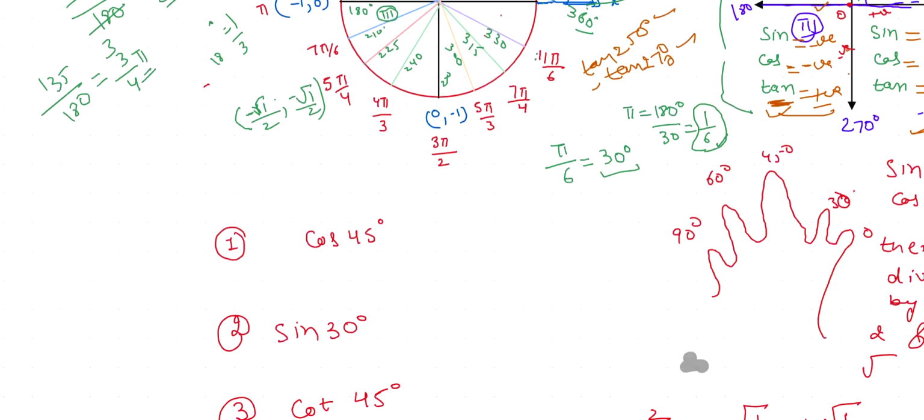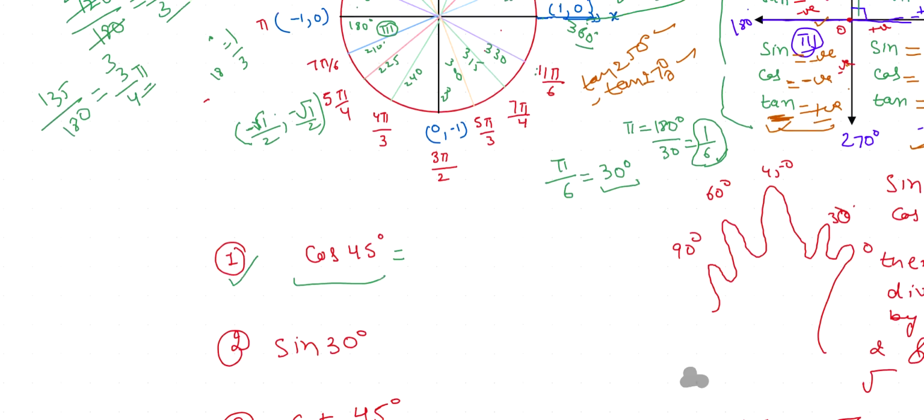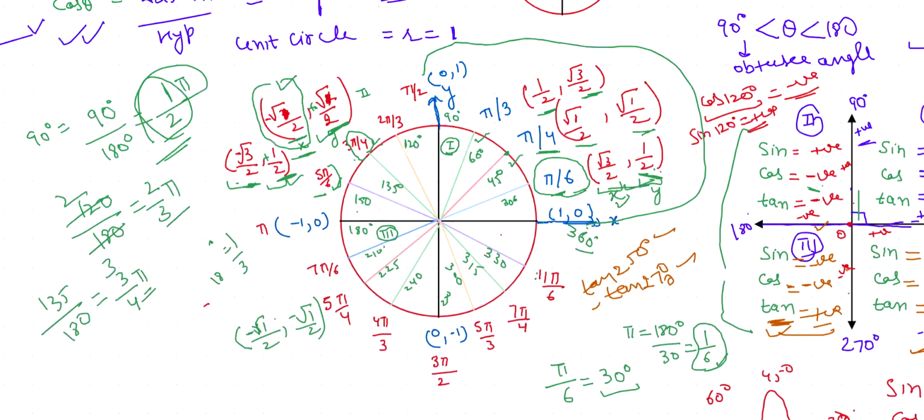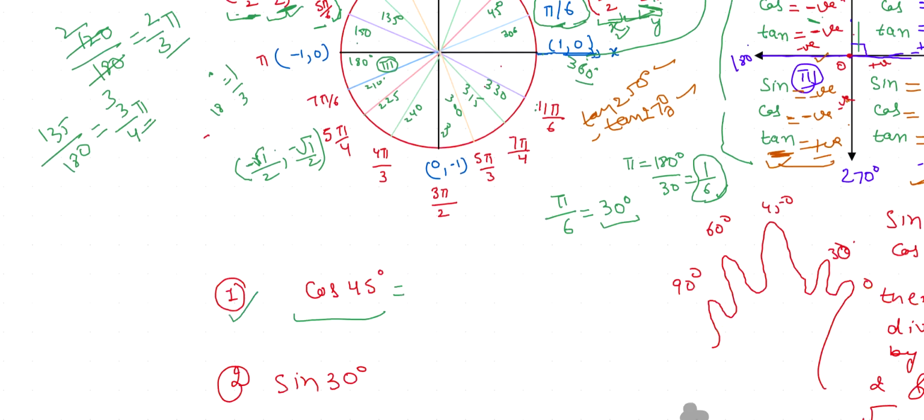Next, now just look at this example. You have to find out the value of cos 45 degree from this unit circle. Clear? From this unit circle, the cos 45 is root 1 by 2, under root 1 by 2. But you can also find it from this finger method.